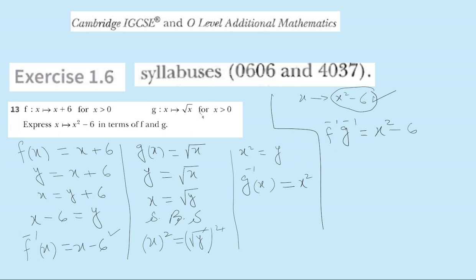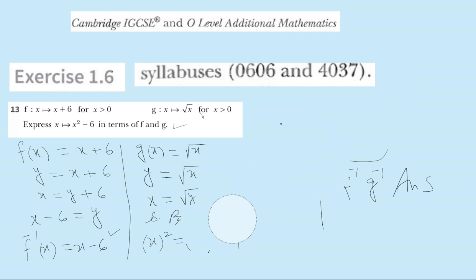Now see this x square minus 6, and we have obtained x square minus 6. What is the question? Express x square minus 6 in terms of f and g. So x square minus 6 in terms of f and g is f inverse g inverse, and this is our final answer. Hope you understand this question. Very important and very interesting as well. Okay, now let's start question number 14.